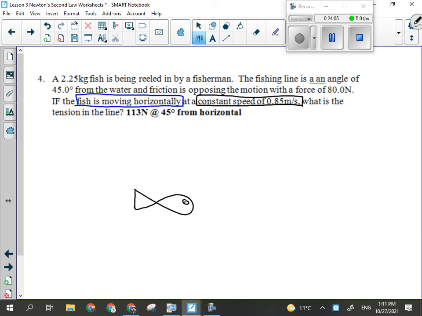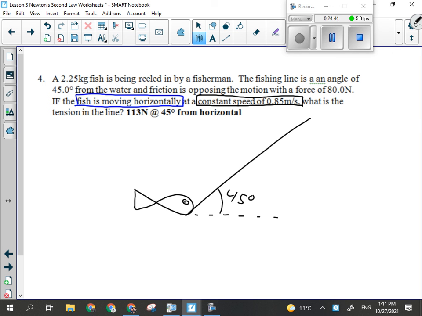That's my fish. Okay. All right, so the fish is hooked, and it's being pulled by the fishing line that is angled 45 degrees above the horizontal. Friction is opposing the motion with a force of 80 newtons, and the fish is moving horizontally. That is the key, one of the 2 keys in this question, that the fish is moving horizontally, because that tells me what direction friction acts. Friction always directly opposes the motion.